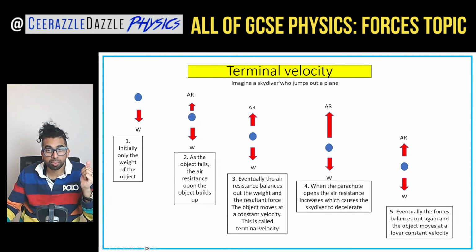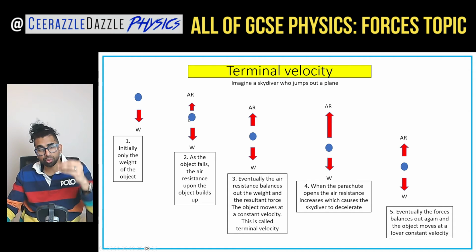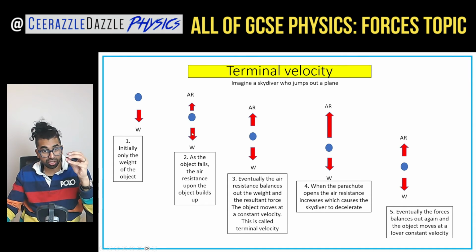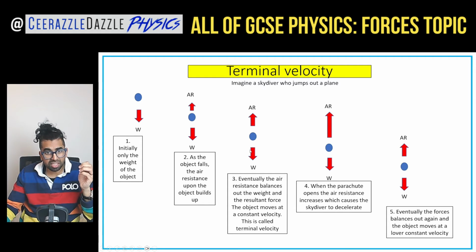Terminal velocity. Let's talk about the forces acting upon a skydiver when they jump out of a plane. Initially the only force acting upon it is the weight pulling it down, and therefore the object accelerates. But as it falls down through the air, air resistance starts to build up, so the acceleration starts to reduce. It's still moving downwards, then eventually the air resistance balances out the weight. When the two forces are balanced, the object will no longer accelerate, it will move off at a constant velocity. And the final velocity it reached is called the terminal velocity.